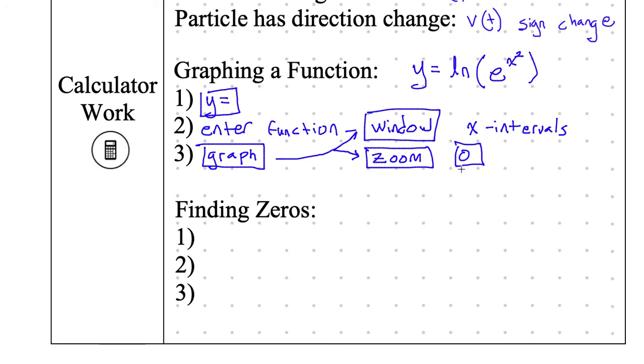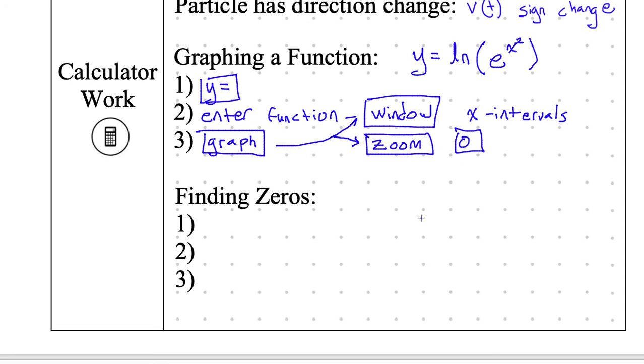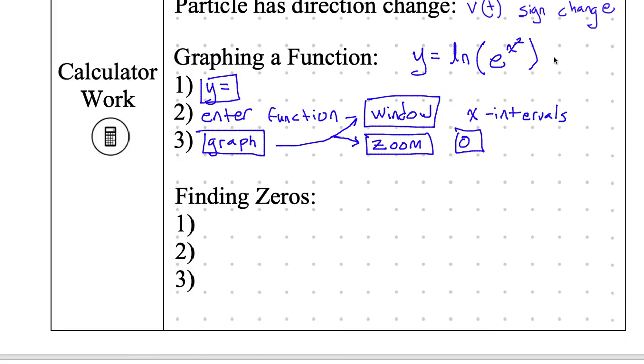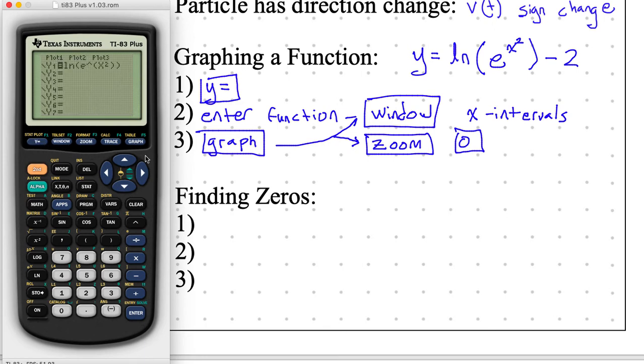I mean, obviously, if you just hit the graph button, that will work, but it's better to hit window, set x intervals, zoom 0. Okay, anyway, let's find some zeros. So I'm going to change my function now. Let's go ahead and just make this thing minus 2, something to make this a little bit more interesting, because our x-intercept is super easy right now. It's 0. So if I change my function to this minus 2, I come back over here to hit my y equals, scroll all the way over, minus 2, and then I can hit zoom 0 again. Again, we don't have to set the x intervals again because it's already been set.